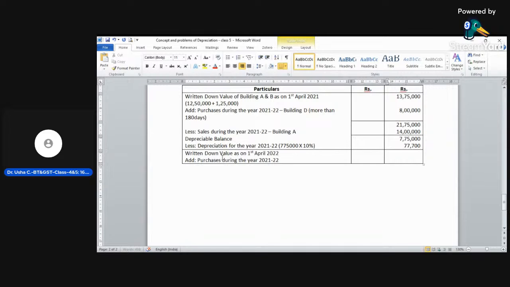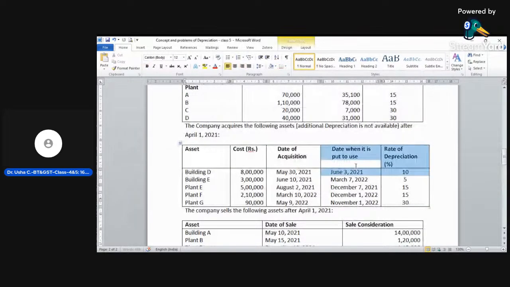After deducting 77,500, it means 6,97,500. Is there any purchases during the year? Just check. Purchase of building at 10%. See, building is purchased at the rate of 10%. It was in the year 2021-22. And other building which is purchased is at the rate of 5% depreciation, but not for this block.